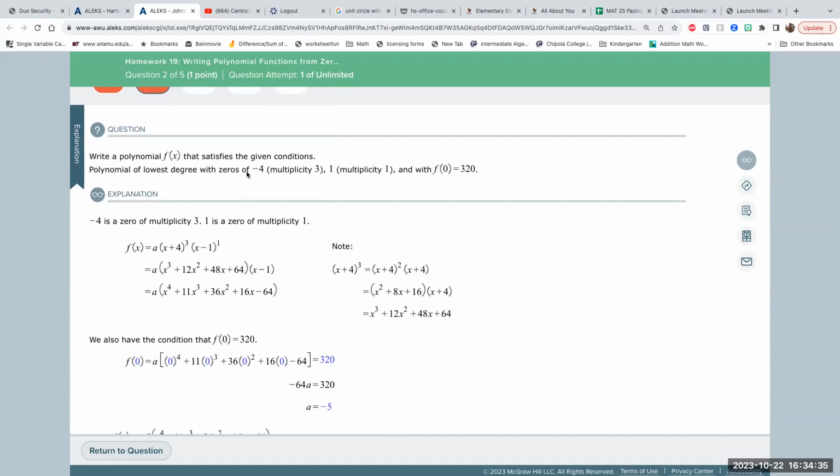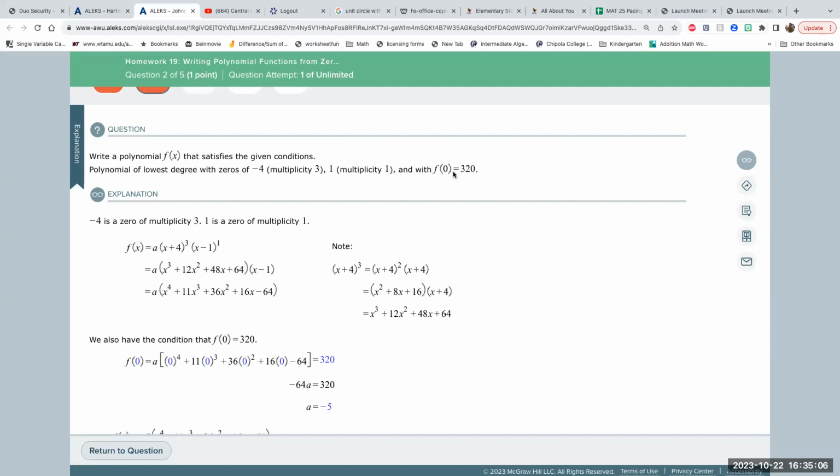So notice they give us zeros again. One of your zeros is negative 4. So again, when you change the sign, it becomes x plus 4. But then you see how this is cubed? People might be like, why is it cubed? Well, notice when it has multiplicity of 3, that's how many copies you have that you're going to multiply. So you have 3 copies. That's what that means. This 1 only has 1 copy. So that's why you have x minus 1 only 1 time.